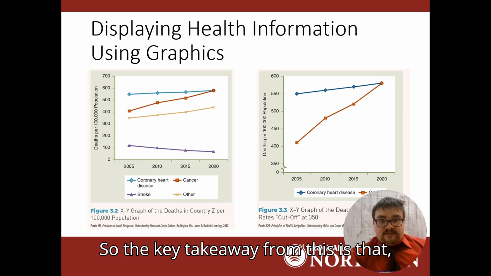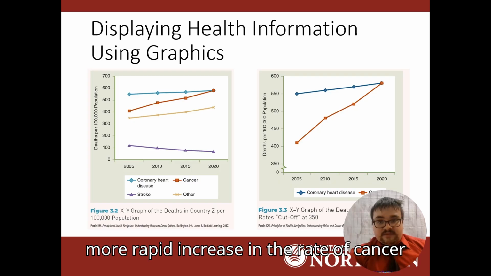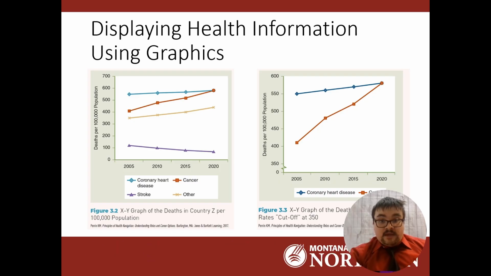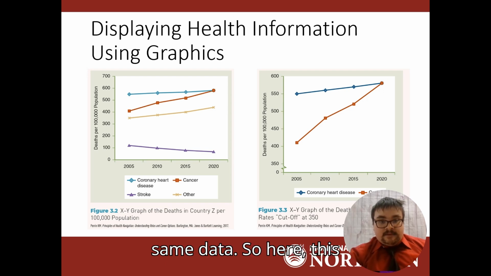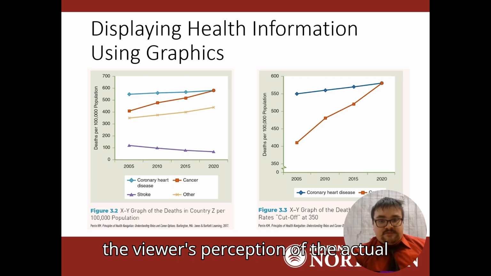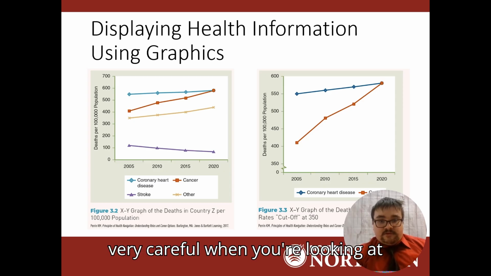So the key takeaway from this is that in 3.3, the data appears to show a more rapid increase in the rate of cancer deaths, far more dramatic than 3.2, even though both these graphs reflect the same data. This manipulation of the y-axis can distort the viewer's perception of the actual trend. That's why you have to be very careful when you're looking at certain graphics.